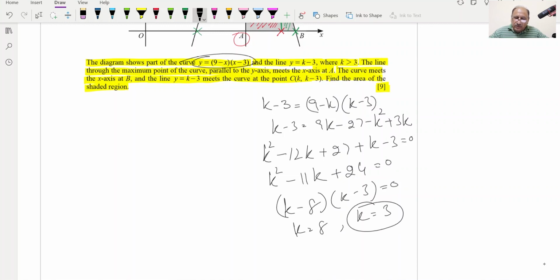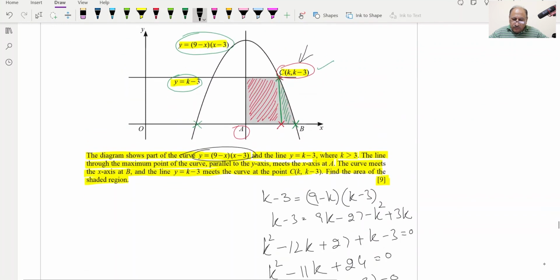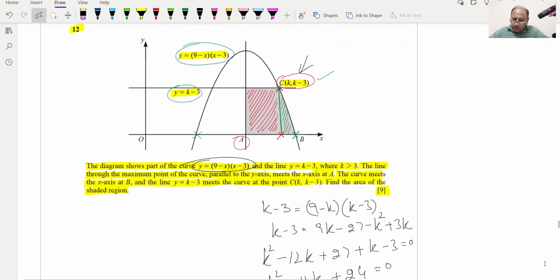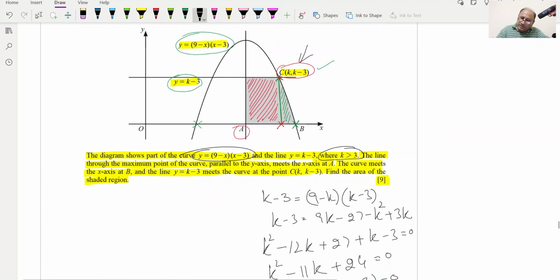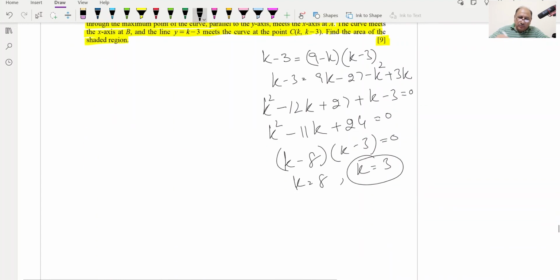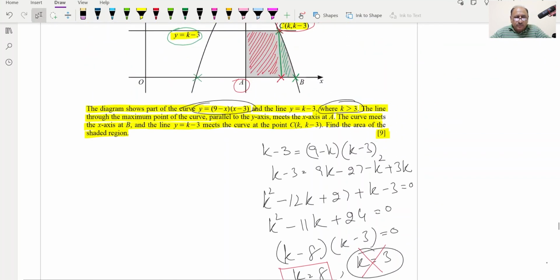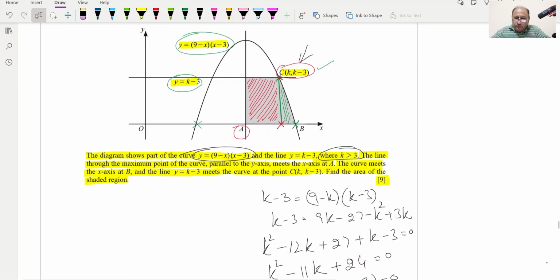The solution k is equal to 3 we will be rejecting, because in the question they have mentioned that k is greater than 3. So this is against the given statement, so we'll reject this one and we will choose k is equal to 8. Now this value we will be utilizing, and now we can write the coordinates.